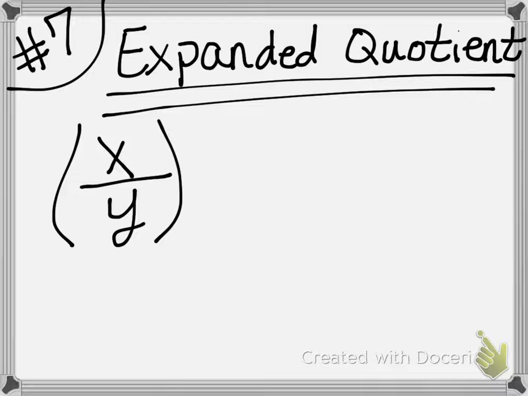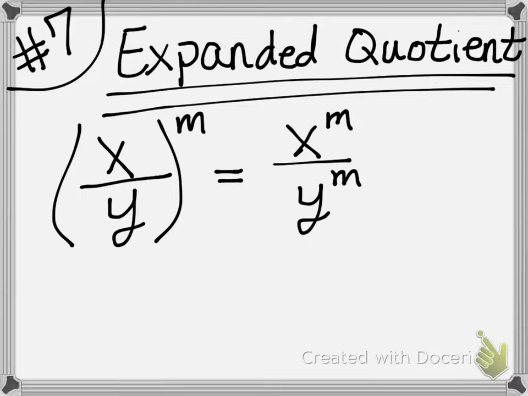Basically, we're going to be dividing something. They could be of the same base, they could be different bases. It really doesn't matter. And what we're going to do is take it to a specific power. What this rule states is that both the numerator and the denominator get that exact same power.